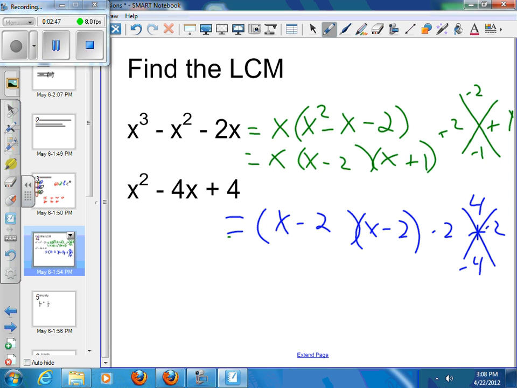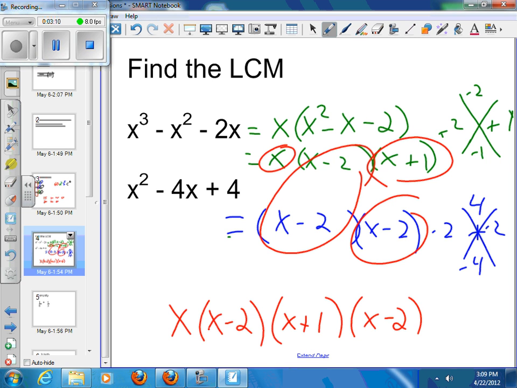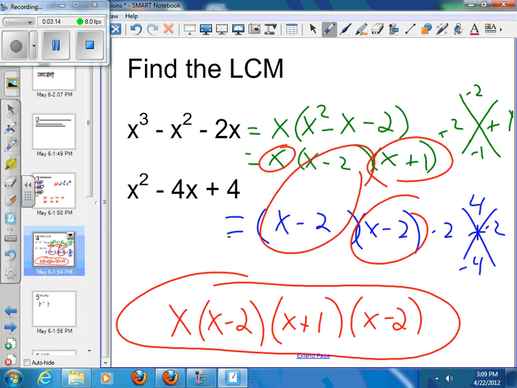And then you want to find the greatest combination here. So the top one has an x, so we have to use an x. They both have an x minus 2, so I'm going to use an x minus 2. And then the top one has an x plus 1, and the bottom one has an x minus 2. So this big thing here is my least common multiple of those two trinomials.